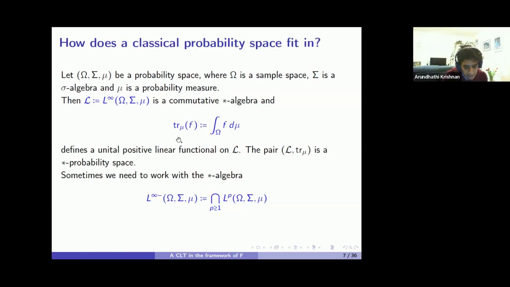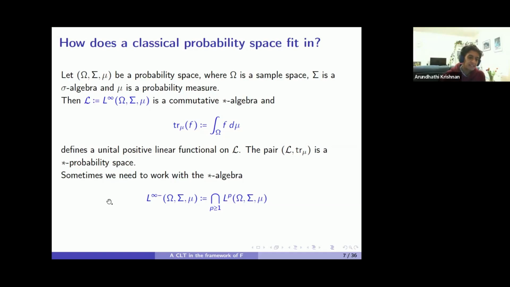And the linear functional that we consider, we also write that as trace mu of f. And this is just the integral of f with respect to the probability measure mu. So then this pair, L trace mu, is a star probability space in the way that we defined a star probability space, except that the star algebra here is commutative, whereas in general, it doesn't have to be commutative.